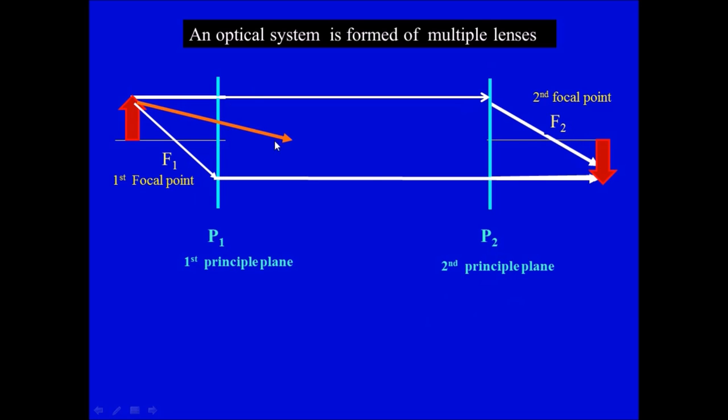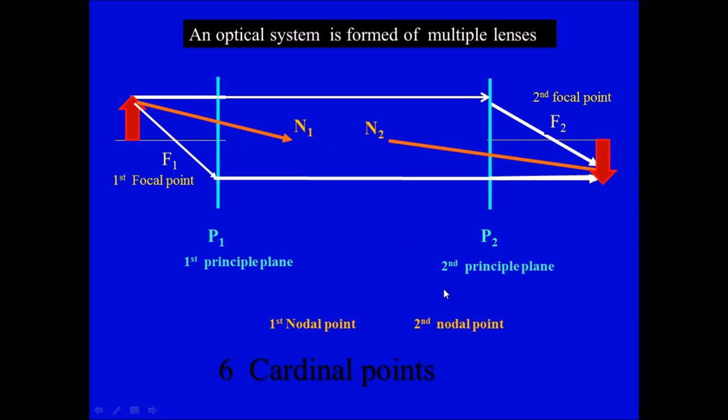If we have a ray getting into the nodal point, being a thick lens, we have two nodal points, N1 and N2. The ray coming out is parallel to the original one, so it's a continuous pathway. So in any optical system, we have two focal points, two principal planes, and two nodal points. Once we know all these points, we can draw any image when seeing an object.